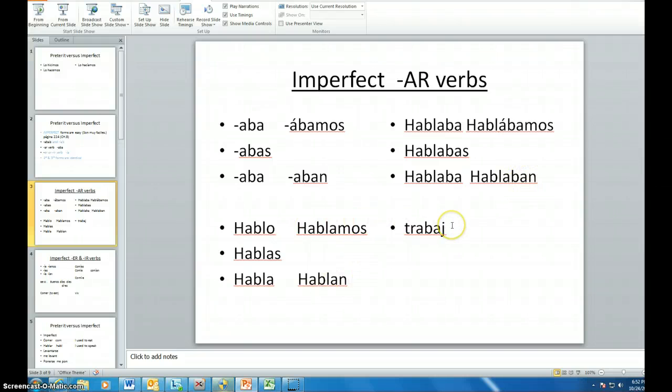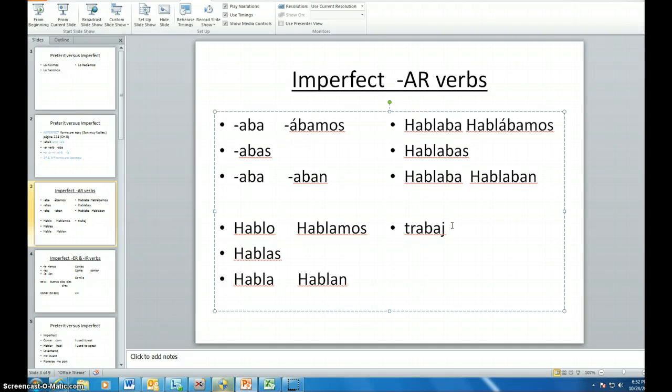Alright, let's see if you can figure out how to use an AR verb like trabajar, which means to work, and use it in the imperfect tense, okay? It's an AR verb, so it's going to be an aba verb. So how would you say I used to work or I worked, past tense? Yeah, you take trabajar, you cut off the AR, and you add an aba. Say it, trabajaba. And we could continue to conjugate. You worked, trabajabas. Same down here, trabajaba, etc.